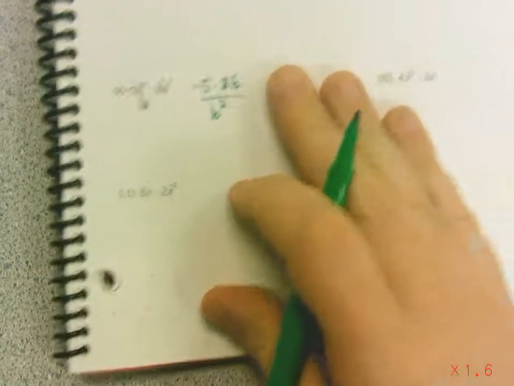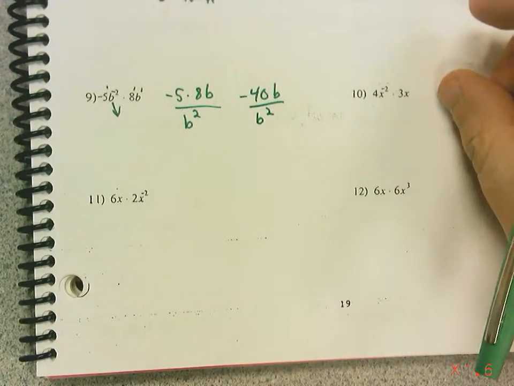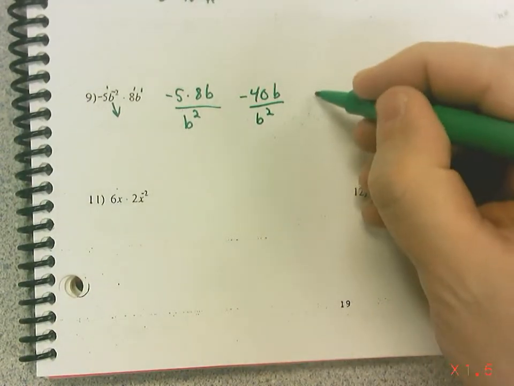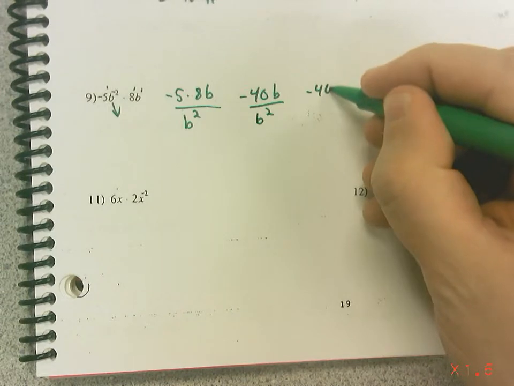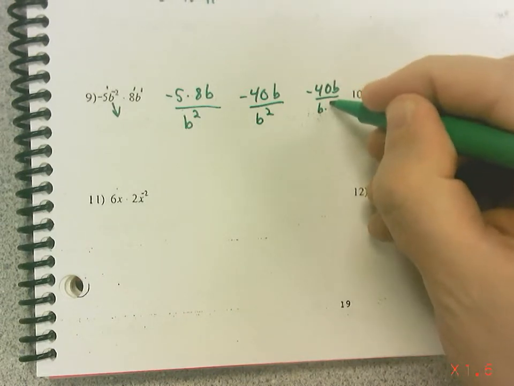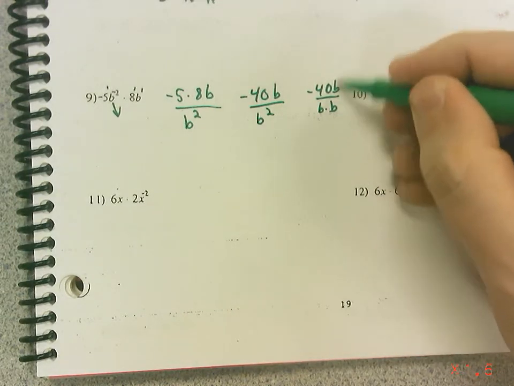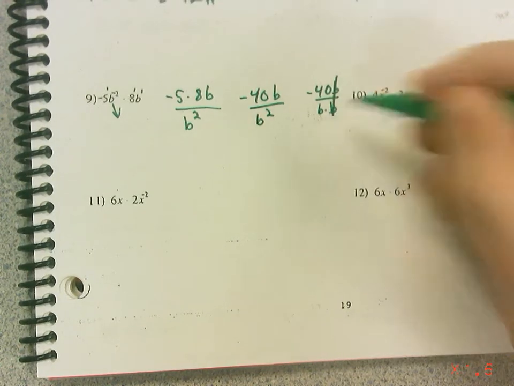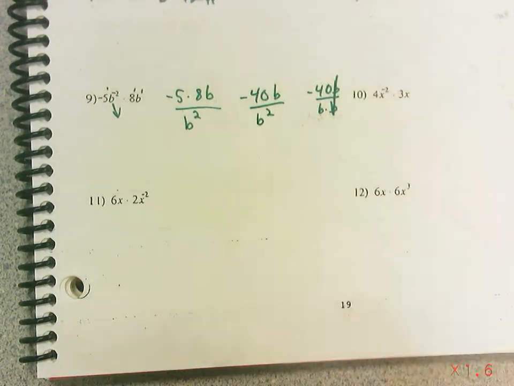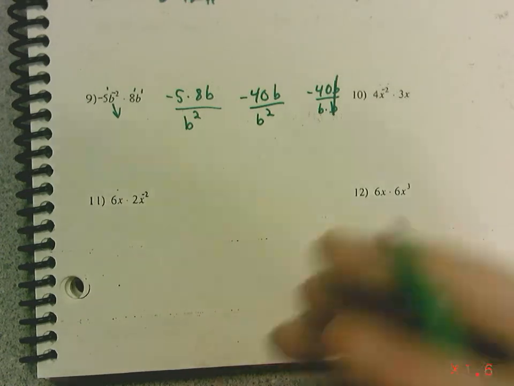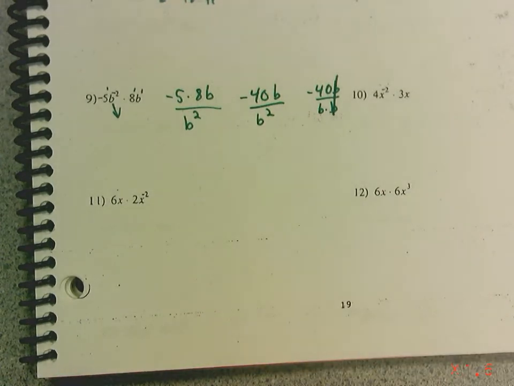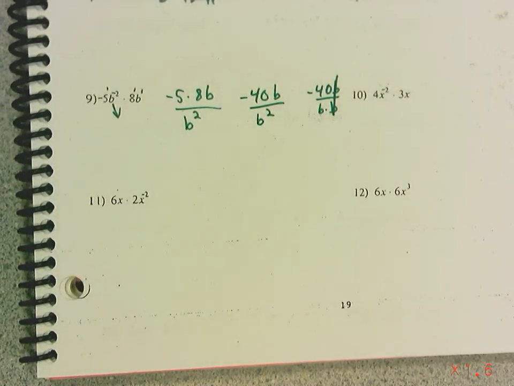Now, when I look at that, is there anything I can do to simplify it? Well, let's try expanding out the b's. So it'd be negative 40b over b times b. Wouldn't those two b's cancel each other out? They sure would. And you'd be left with negative 40 over b. That'd be your final answer. Okay, and that's it for multiplying exponents.